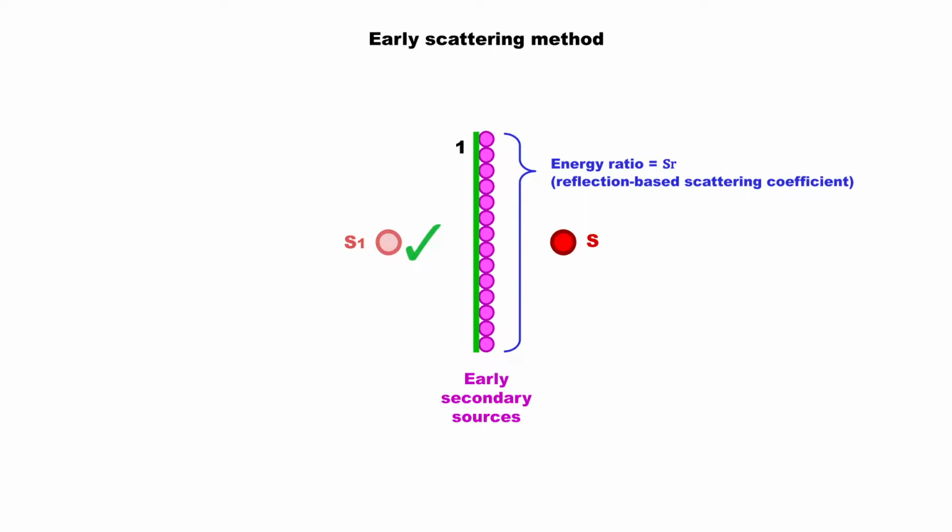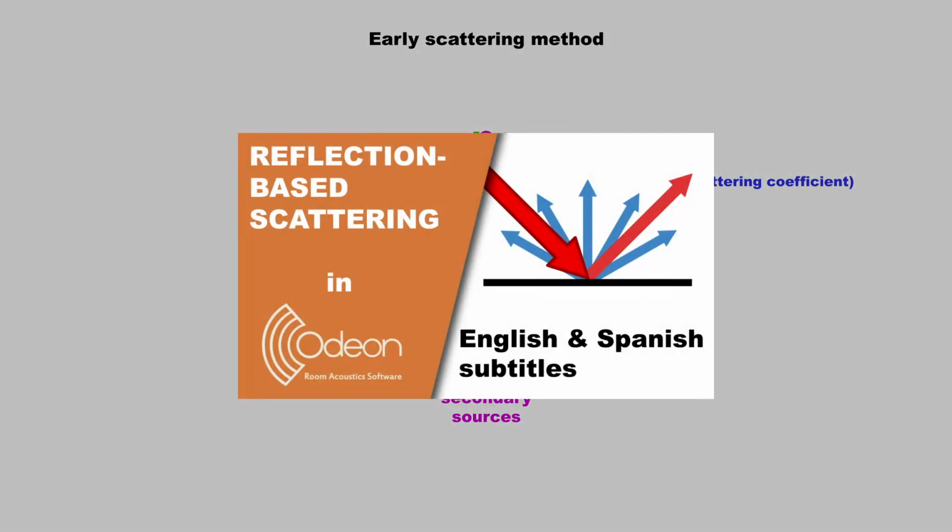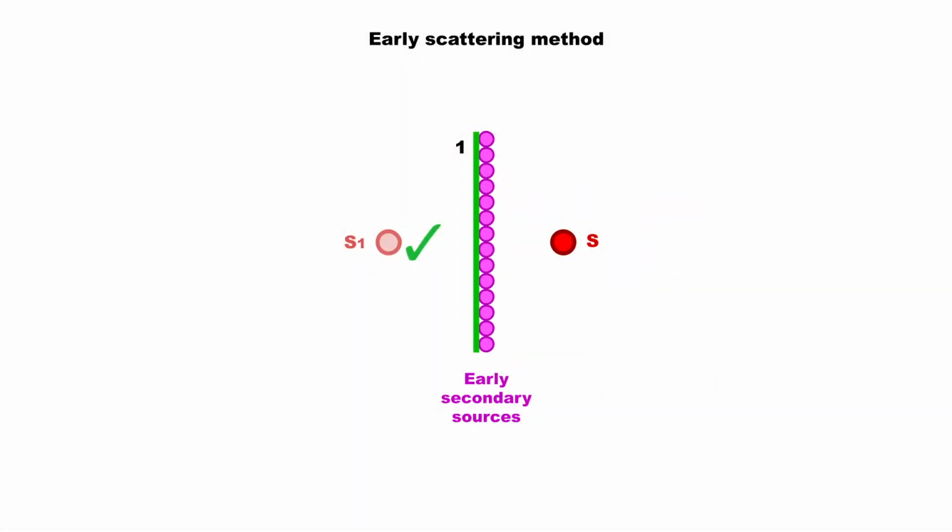The combined energy of the secondary sources is according to the reflection-based scattering coefficient, which combines scattering due to surface roughness and scattering due to diffraction, and the remainder of the energy is kept by the original image source. We explain calculation of scattering in more detail in our video on the reflection-based scattering method. Additionally, the secondary sources will have Lambert directivity.